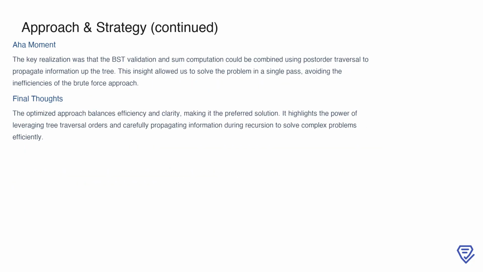The pivotal realization that made the optimized approach possible was the combination of BST validation and sum computation during a single post-order traversal. By propagating critical information, such as whether a subtree is a BST, its sum, and its range up the tree, we could validate and calculate efficiently in one pass. This was the key to eliminating the inefficiencies inherent in the brute force method.